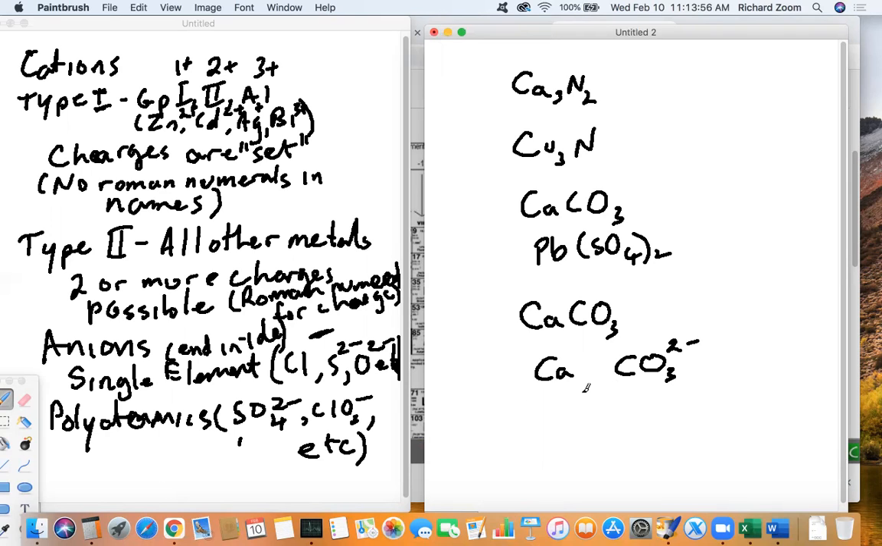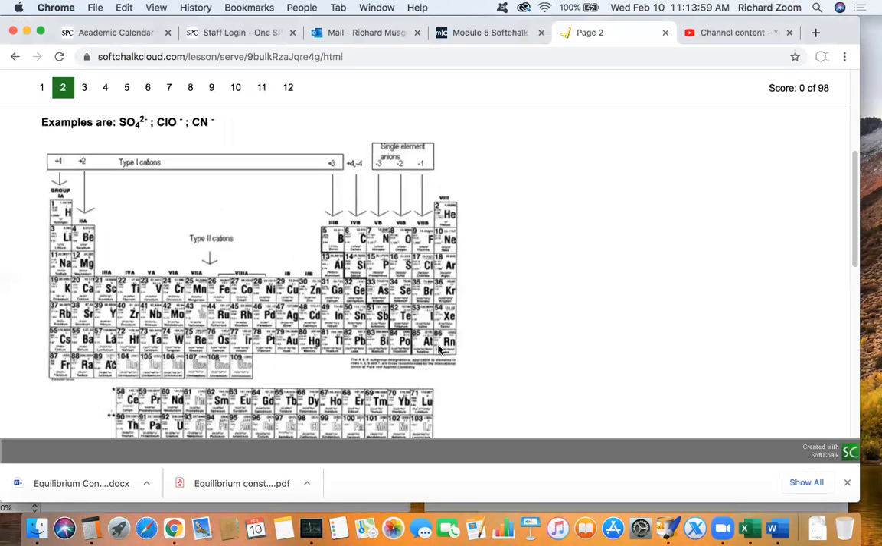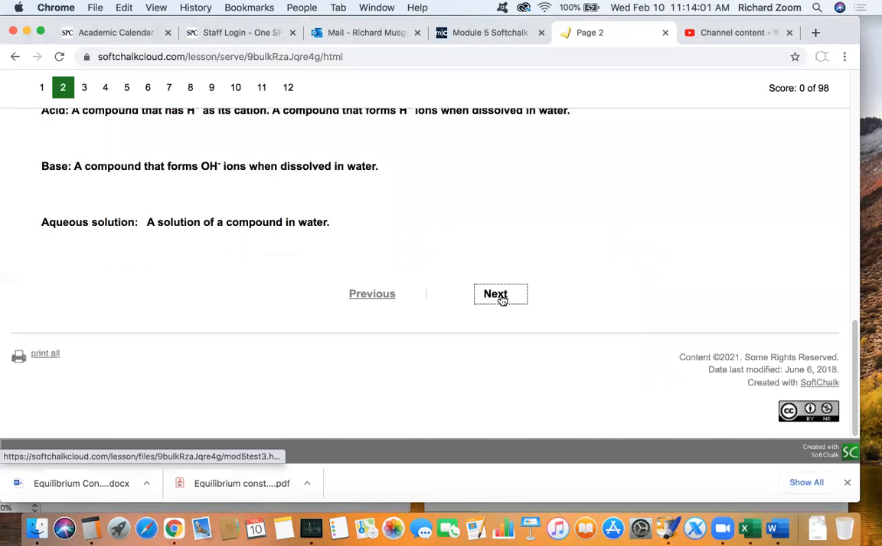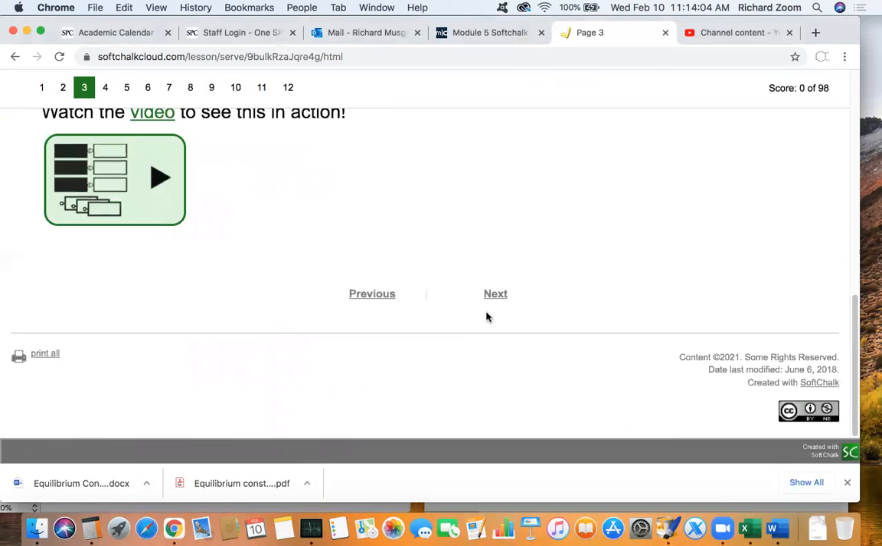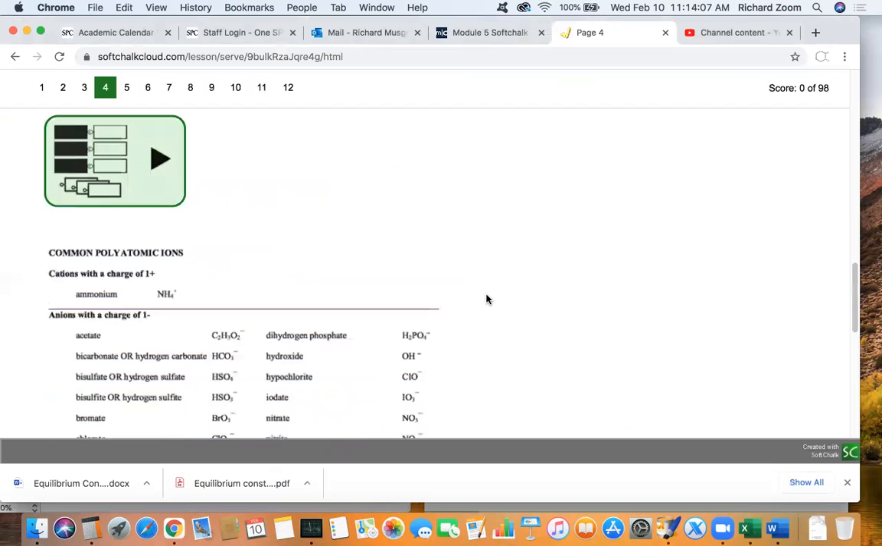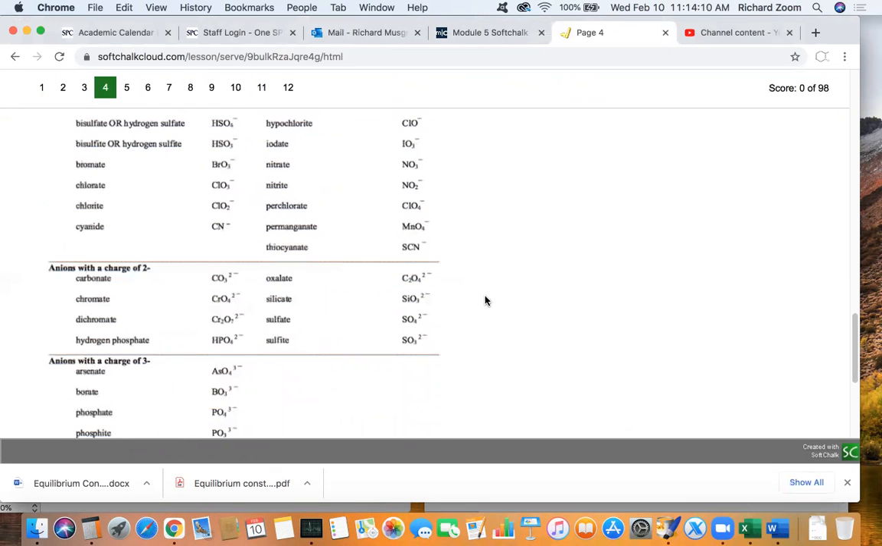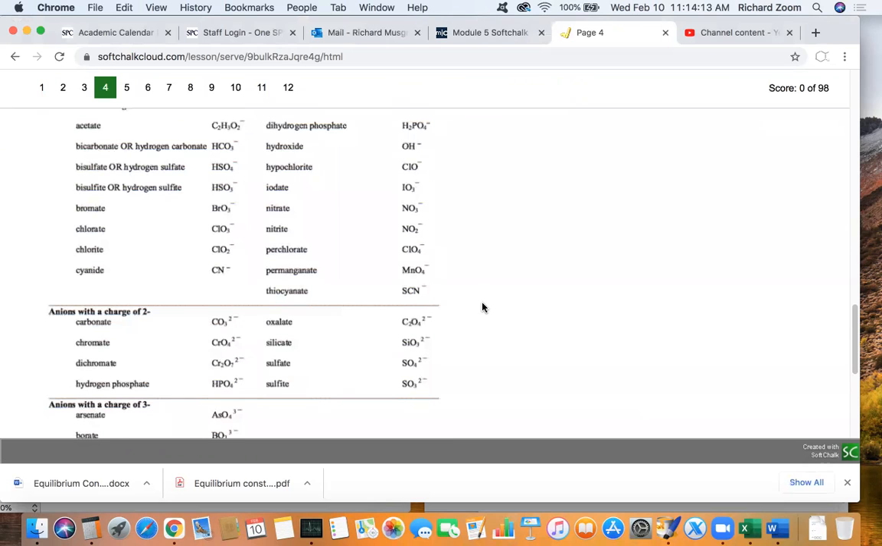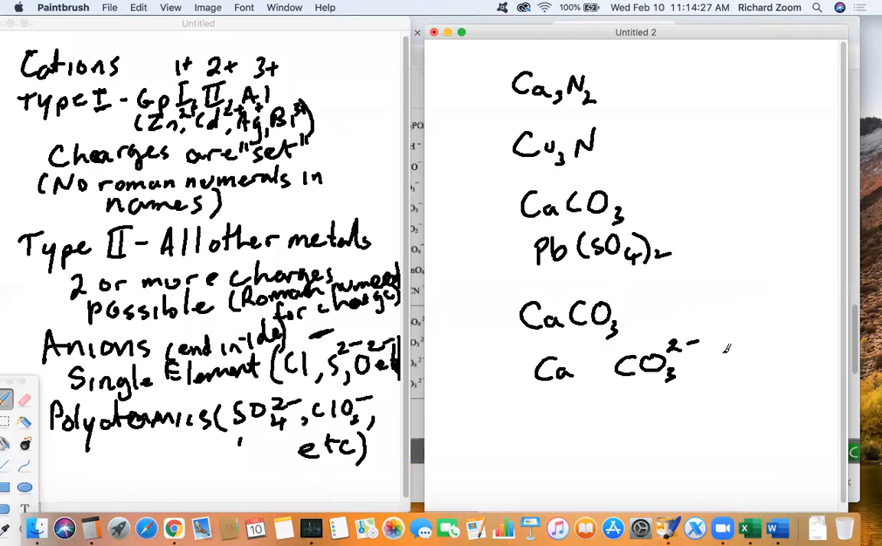Now CO3 has a negative 2 charge, and I know this because it's on the polyatomic ion sheet, which you're always given with any test that you're taking. And we can see from here carbonate has a negative 2 charge, sorry. So that's Ca2 plus, because it's in group 2, CO3 2 minus, that would be calcium carbonate.